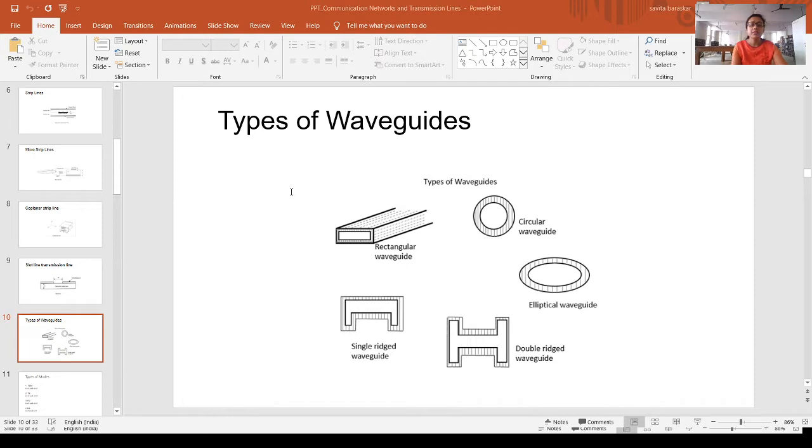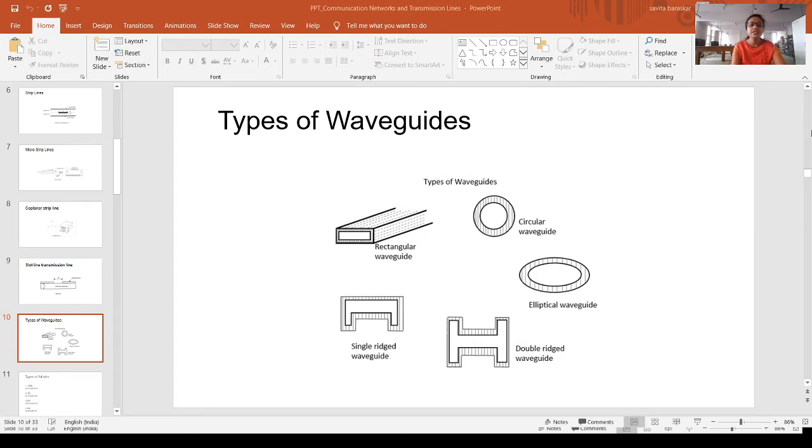So what is a waveguide? According to the definition, it is a hollow metallic tube of uniform cross section, which means from the start to the end of the transmission line, it has a hollow metallic tube of uniform cross-sectional area, and it is used for transmitting electromagnetic waves by successive reflection from the inner walls of the tube. This is the waveguide.